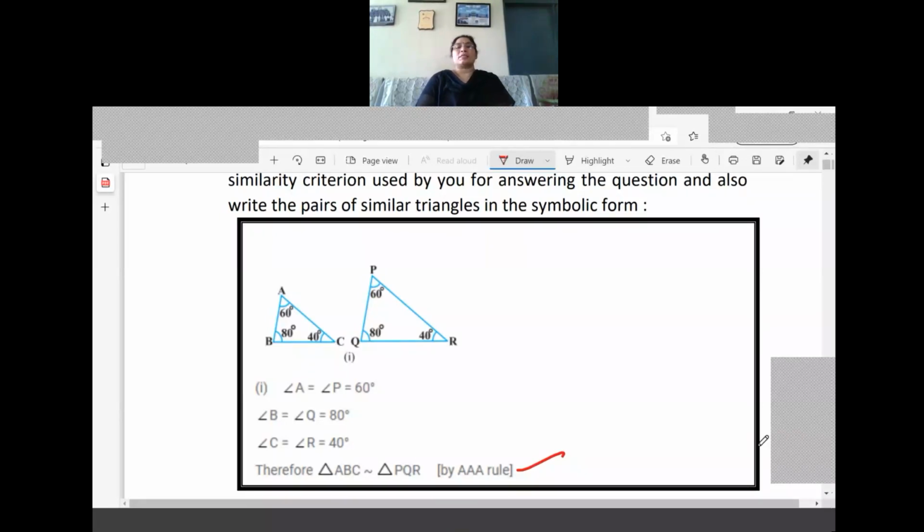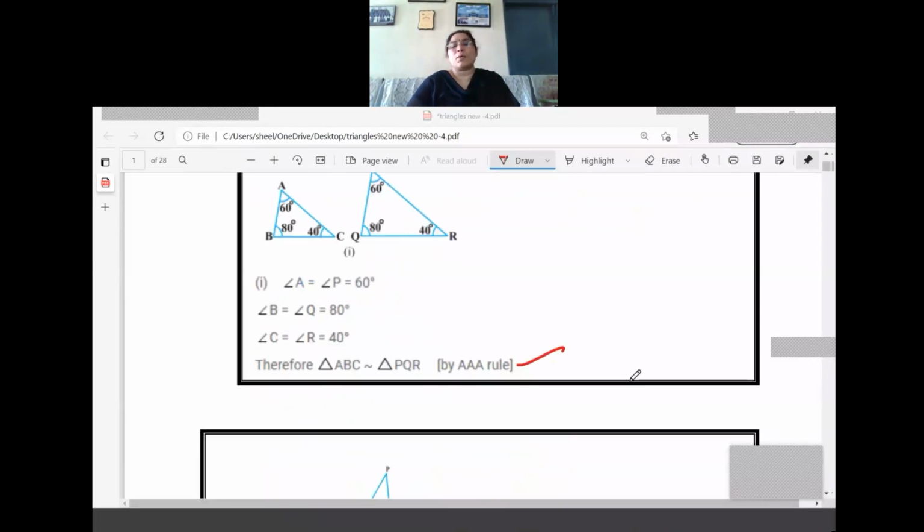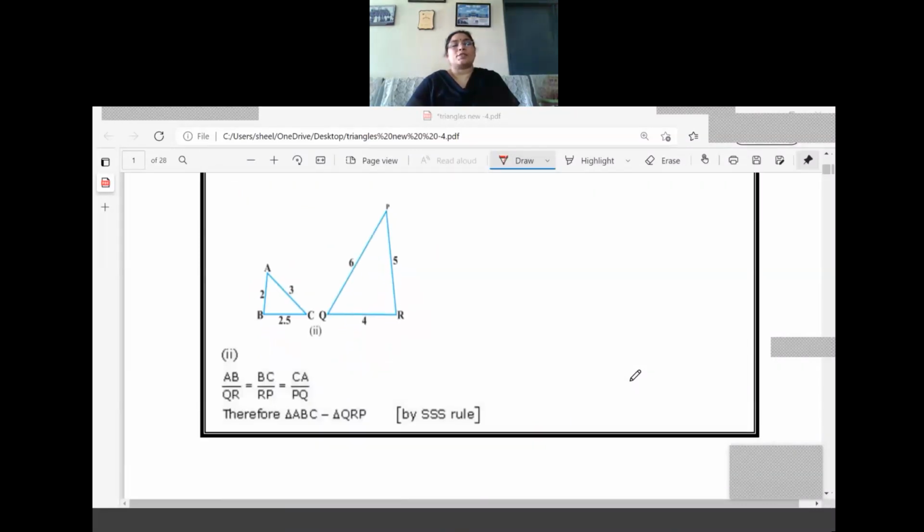So what is the case here? All the angles are equal, which is the new rule we studied yesterday in the last class. So we know that triangle ABC is similar to triangle PQR. When it is a similarity, we must write the order. Next question. The sides are given here: AB equal to 2, BC equal to 2.5 and AC equal to 3.